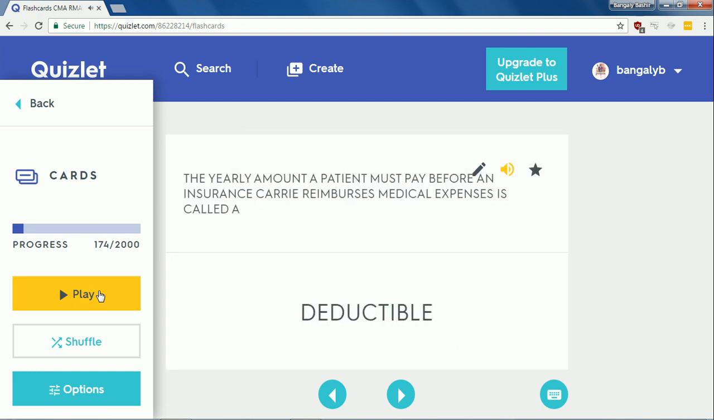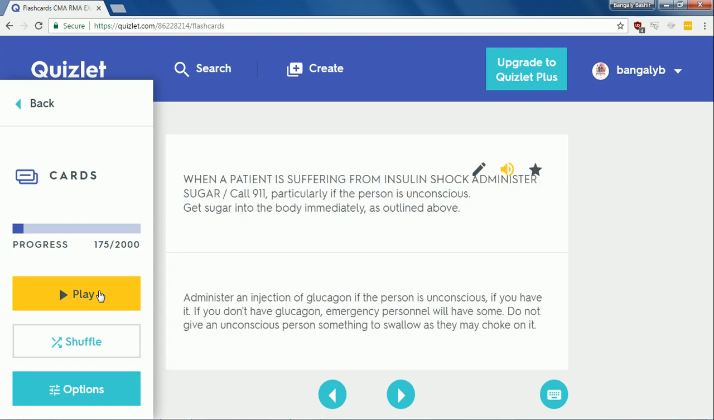The yearly amount a patient must pay before an insurance carrier reimburses medical expenses is called a deductible. When a patient is suffering from insulin shock, administer sugar and call 911, particularly if the person is unconscious. Get sugar into the body immediately. Administer an injection of glucagon if the person is unconscious, if you have it. If you don't have glucagon, emergency personnel will have some. Do not give an unconscious person something to swallow, as they may choke on it.